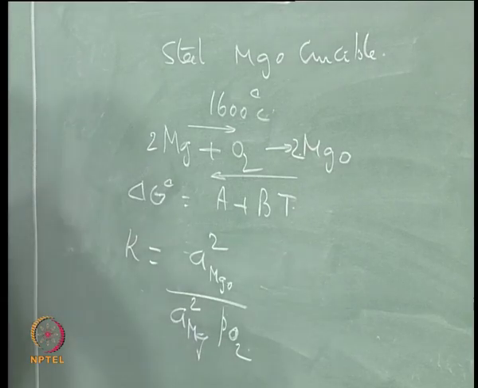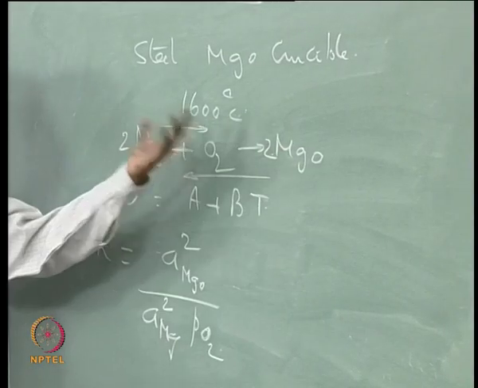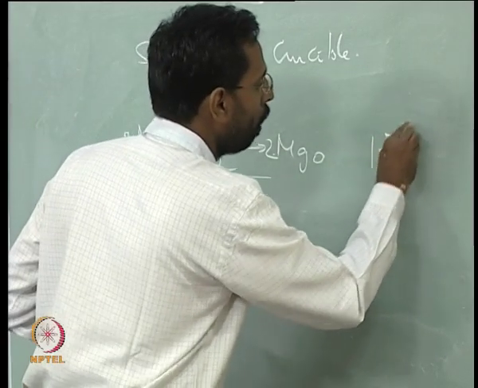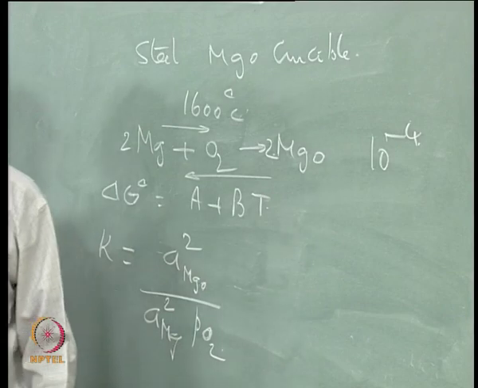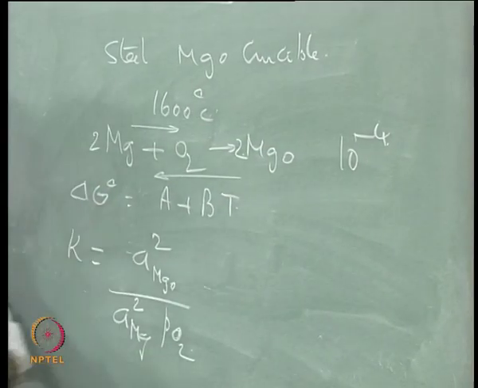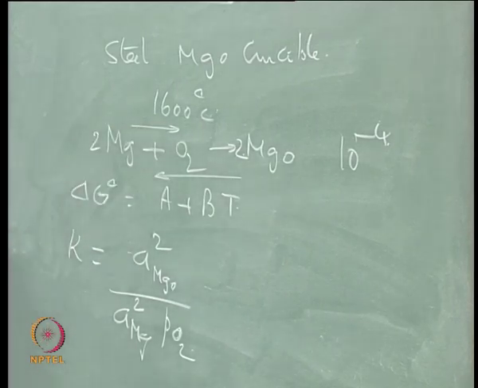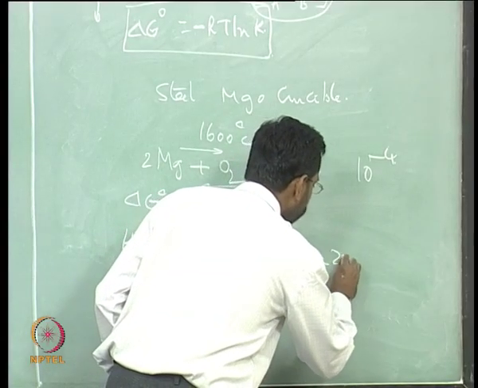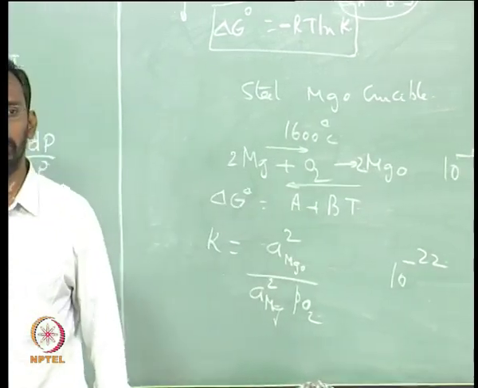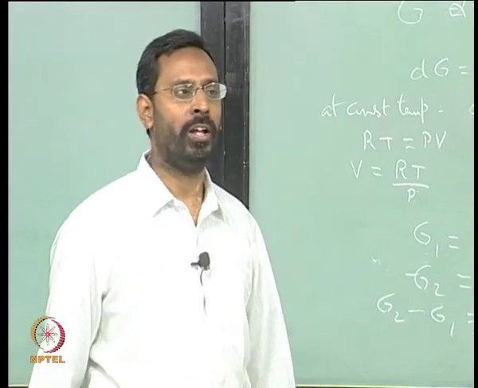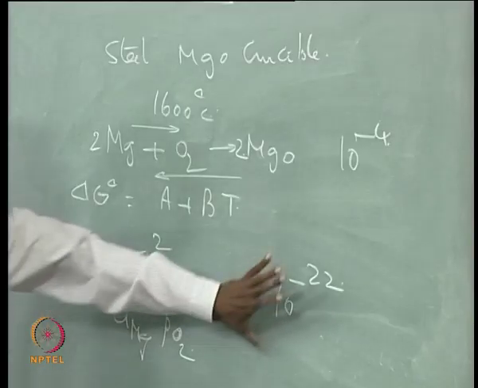So, if the actual oxygen partial pressure inside, let us say you are doing this in vacuum, let us say at 10 to the power minus 4 torr. If the melting is taking place in vacuum and you find out the PO2 for that reaction at this temperature, in fact what you would get is that the partial pressure of oxygen will be 10 to the power minus 22, or minus 23, it comes out. So, this value is much smaller than this.